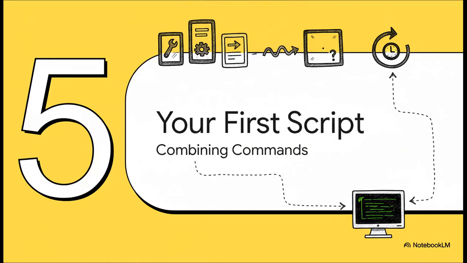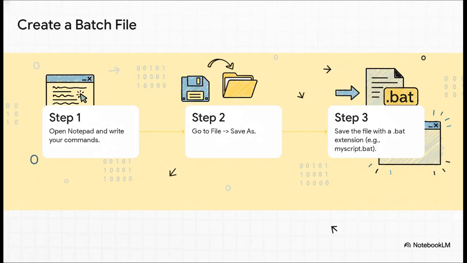Okay, we've got all the pieces. We have individual commands, we have variables to store stuff, and we have loops to repeat things. Now let's put it all together and write our very own little program, a batch script. And you're going to be shocked how easy this is. You literally just open Notepad, type out the commands you want to run, one after the other. Then the only trick is to save it with a .bat extension instead of .txt. That little extension is what tells Windows, hey, this isn't just a grocery list, it's a program you can run.